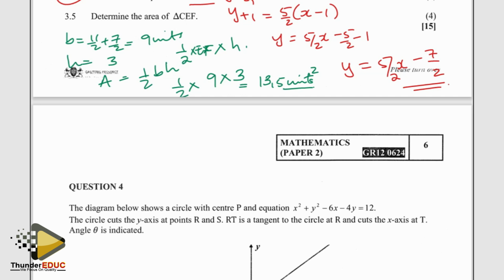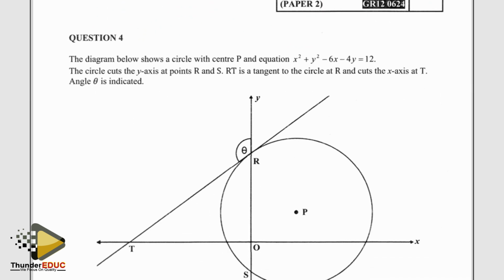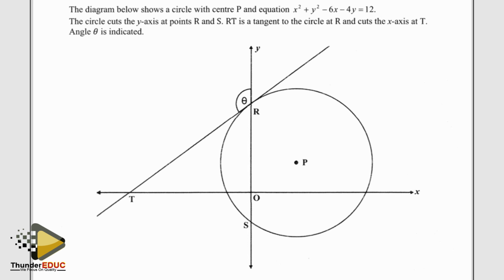All right, then question number 4. The diagram below shows a circle with center P, and the equation is given as such. The circle cuts the y-axis at R and S. RT is a tangent to the circle and cuts the x-axis at T, and then there's an angle theta as indicated. They want us to determine the coordinates of P as well as the radius.